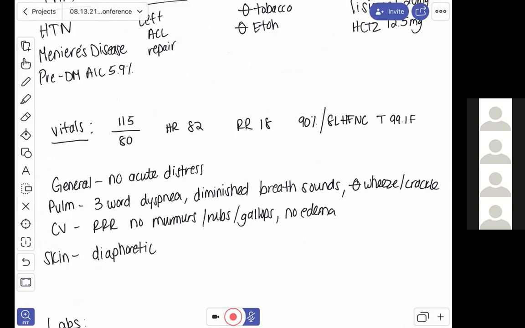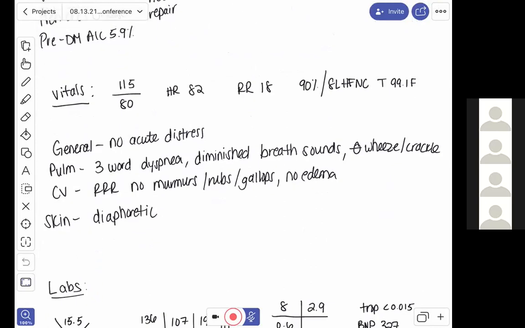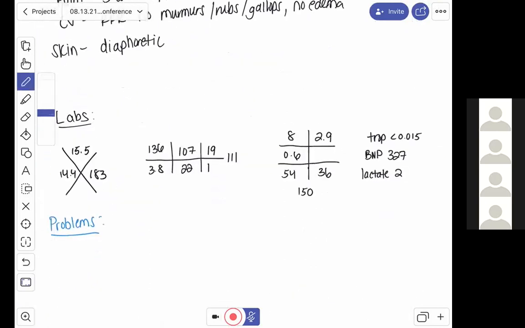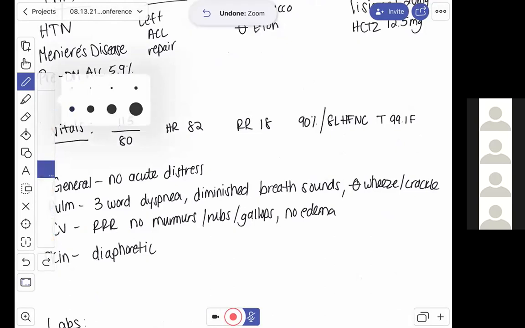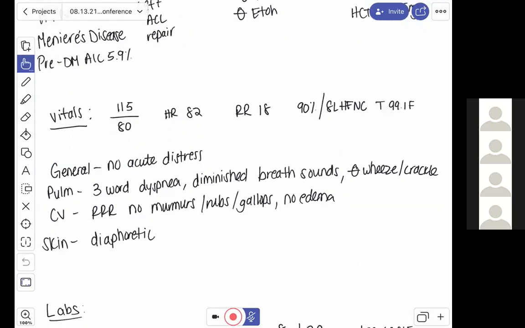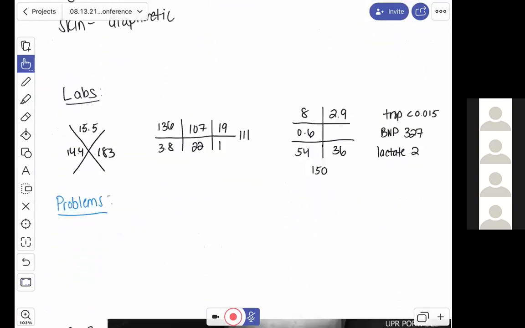All right, so let's start with table 1 down here. What's one problem that you would put on your list? Hypoxia. Okay, and just hypoxia, or do you want to call it anything else? Yeah, he's COVID positive. Okay, so acute, oh, this is very thick writing. Let's change that. Okay, so acute hypoxic respiratory failure, secondary to COVID.